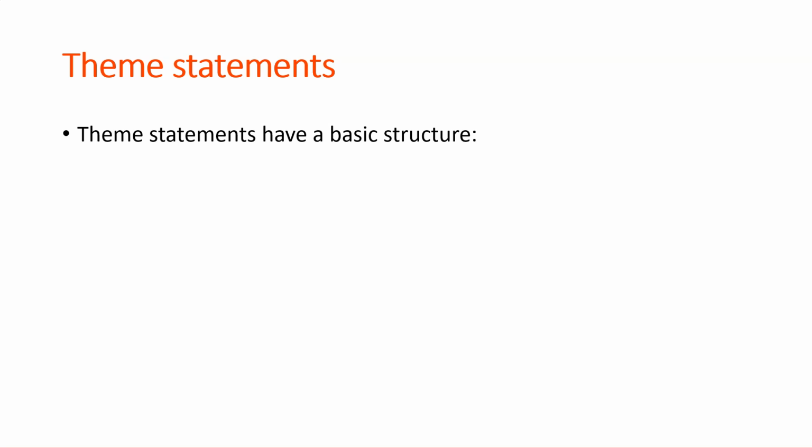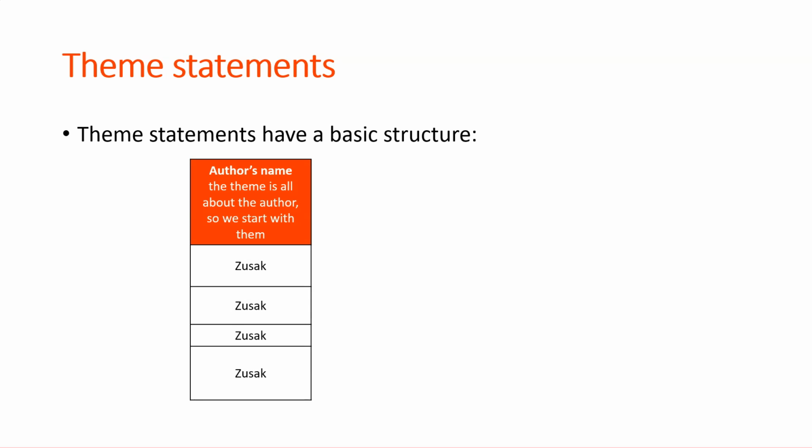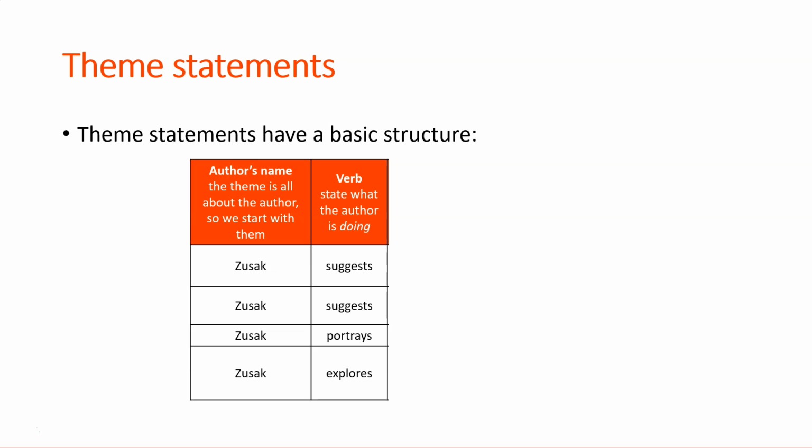These theme statements follow a really basic structure. They always start with the author's name at their core. We're trying to figure out what message the author is communicating, so we need to start with them. We then add a powerful verb that tells us what the author is doing with that message. Are they suggesting something, or are they presenting or depicting it? Are they communicating their message, or are they exploring it?